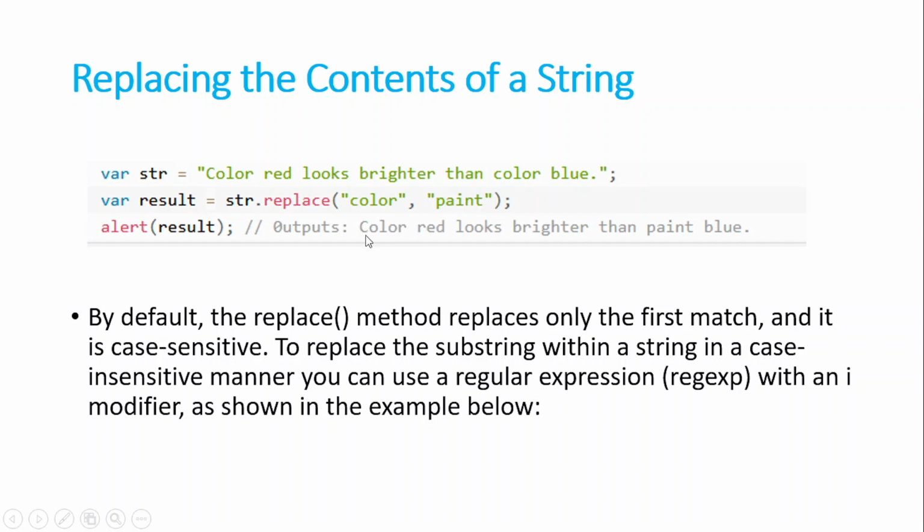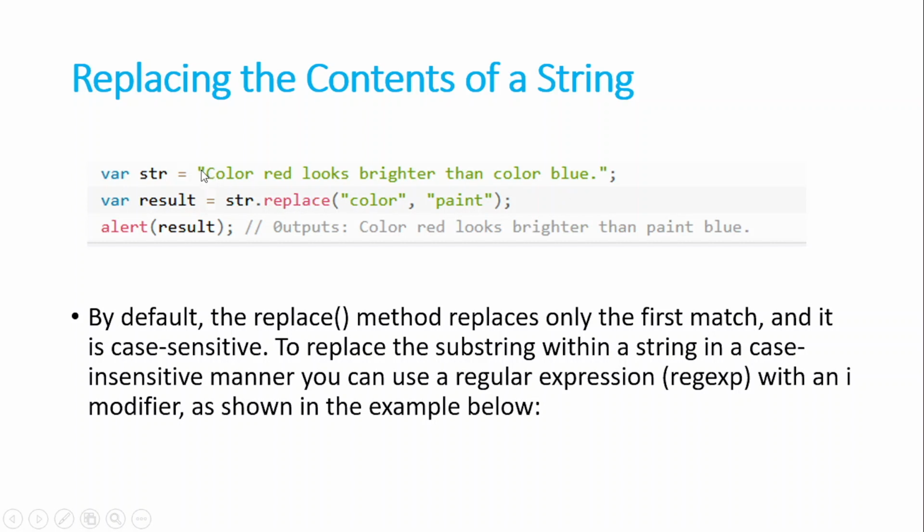So now it didn't change the first color, this one, because the C was capital, but it changed the one which was in the same casing, color. So it changed this color into paint. So we can easily change any word in a particular sentence or string by using the replace method.